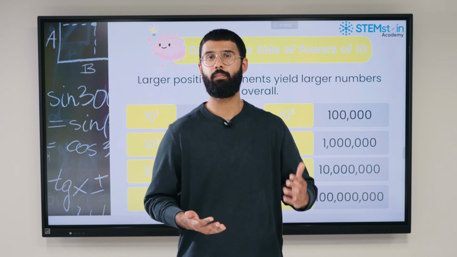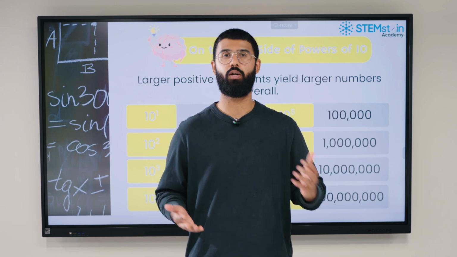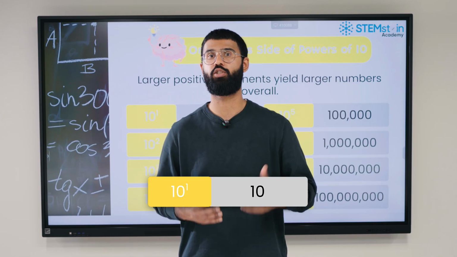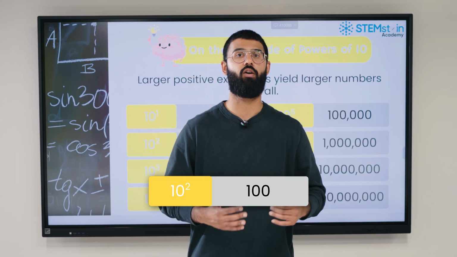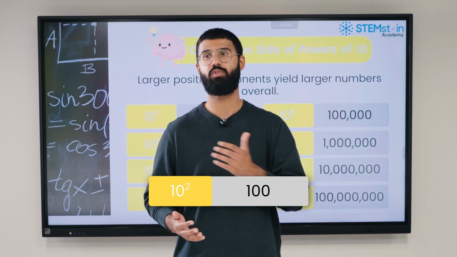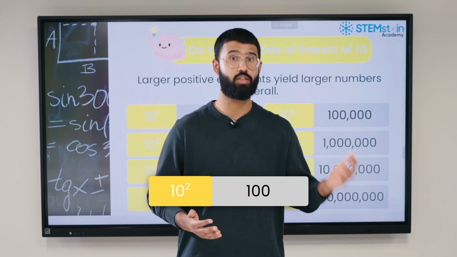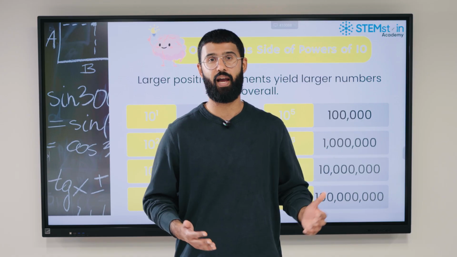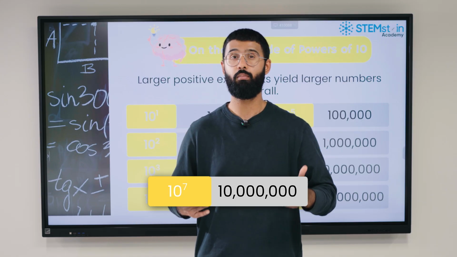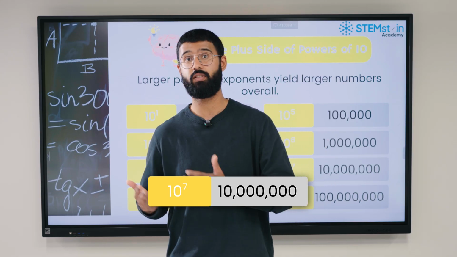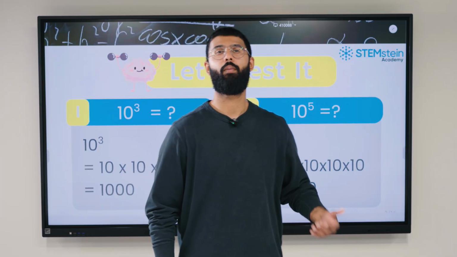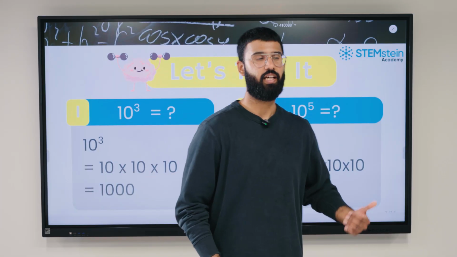Remember, the exponent simply represents how many times you're multiplying the base by itself. So 10 to the power of 1 is just 10, while 10 to the power of 2 is 10 times 10, since the exponent is 2, and this equals 100. Now, if we look at 10 to the power of 7, that's 10 multiplied by itself 7 times, which is equal to 10 million. Now that we know what positive powers are, let's test it out.